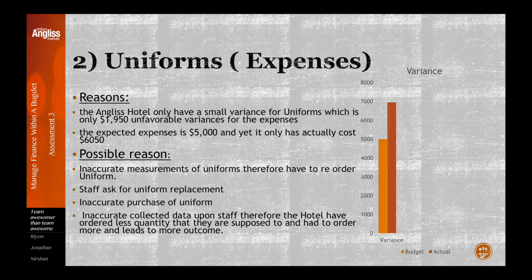The possible reasons for this expense are inaccurate measurements of uniforms, therefore having to reorder uniforms; staff asking for uniform replacement; inaccurate purchase of uniforms; and inaccurate data collected on staff, so the hotel ordered less quantity than they were supposed to and had to order more, which leads to more cost.